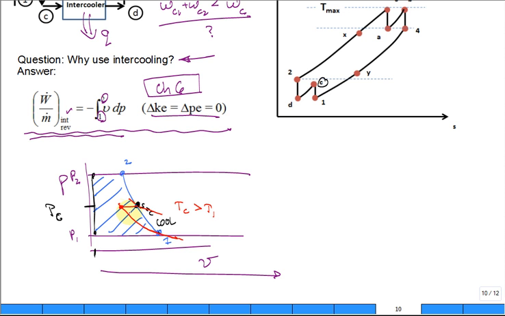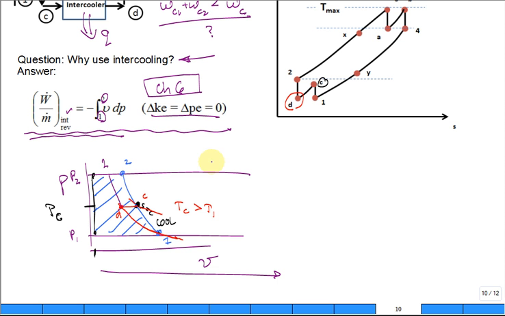Now you're at some cool state, let's call it D. So this was state C, this is now state D. And now I put it through another reversible stage compressor. It's isentropic, and I go like this, up to final state 2.